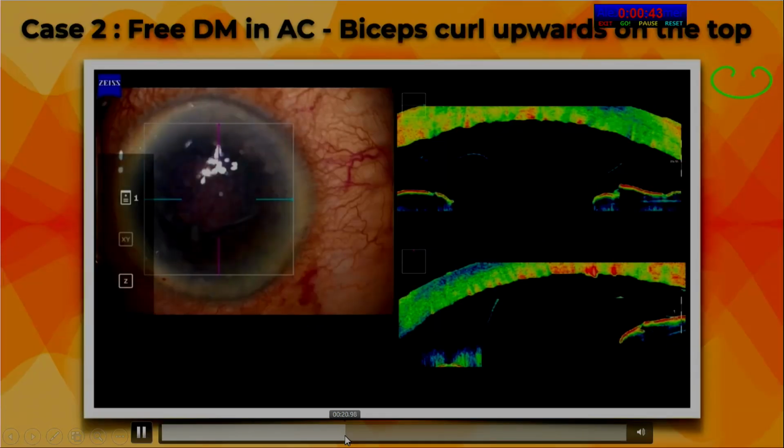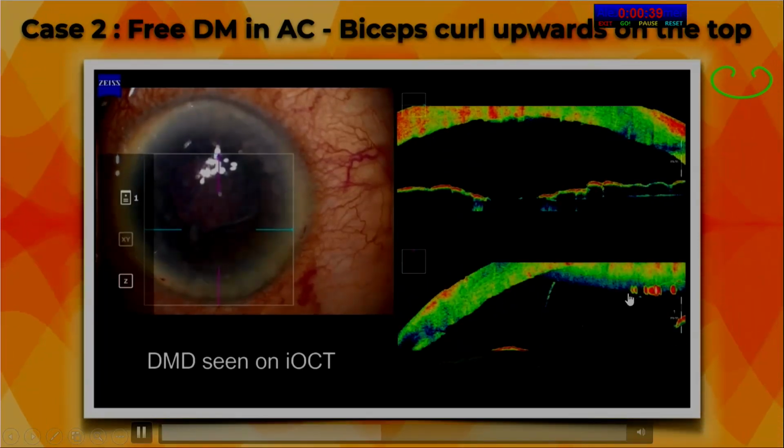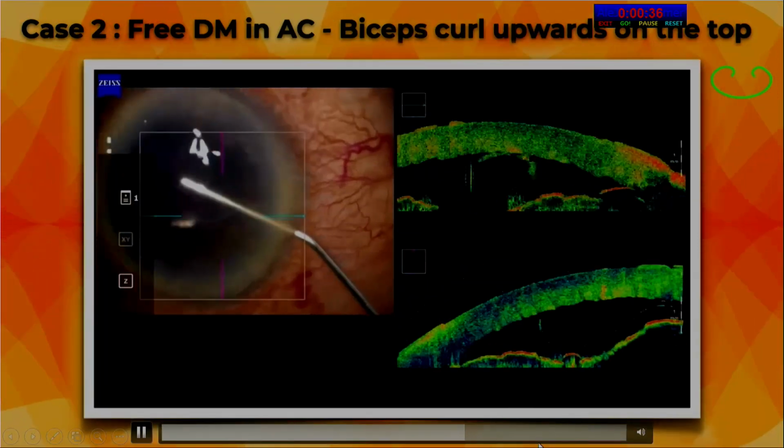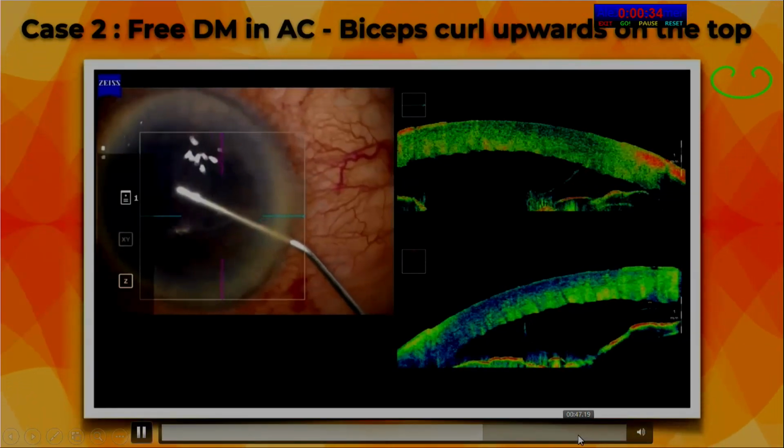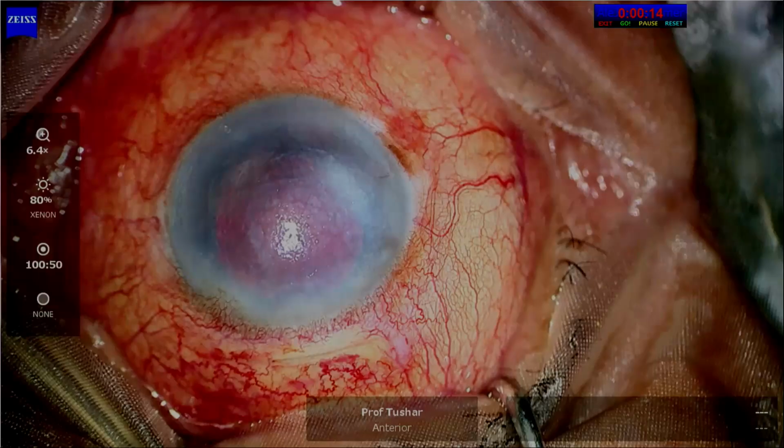And after appreciating the correct orientation of the Descemet's scroll, we injected air, and on follow-up, the patient gained good vision. This is my last case, where the patient was referred aphakic with an open leaky SICS wound, where there was vitreous and Descemet's membrane detachment at aphakia. Firstly, the wound was closed, anterior vitrectomy was done, and simultaneously a scleral fixated IOL was planned.